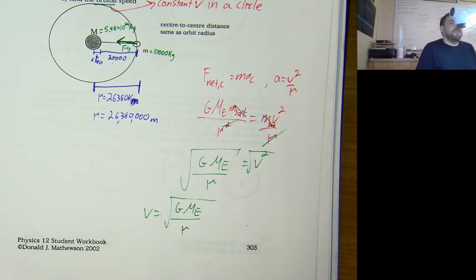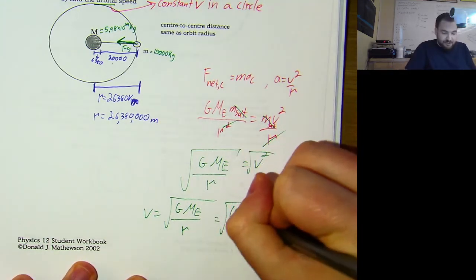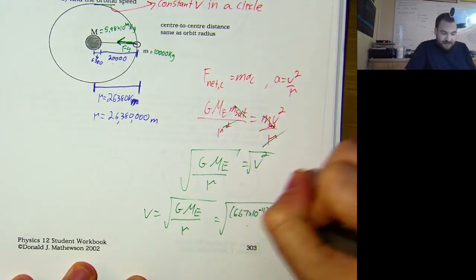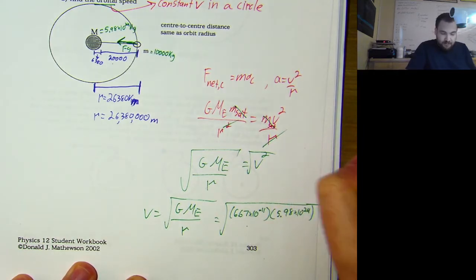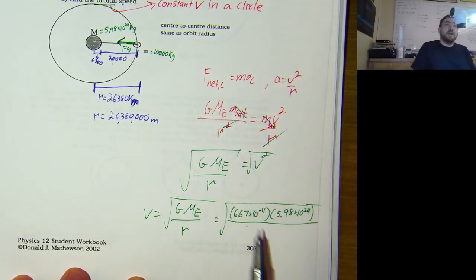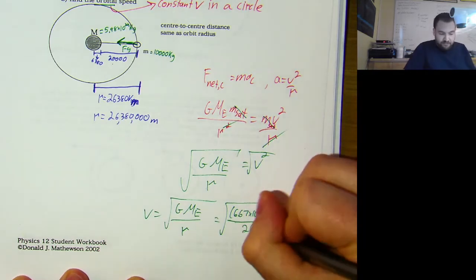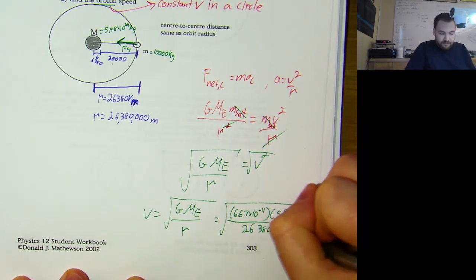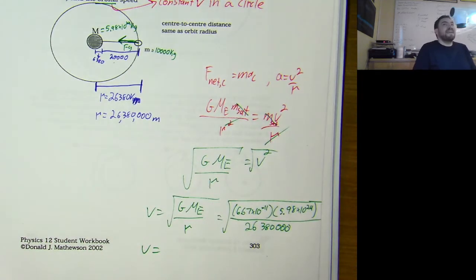V equals the square root of GME over R. Now I can just plug in these values. This is going to equal the square root of 6.67 times 10 to the negative 11 times the mass of the Earth, 5 point something times 10 to the something, divided by R, 26,380,000. And we get that the velocity for that object in orbit, for it to maintain a constant circular orbit, has to be what?